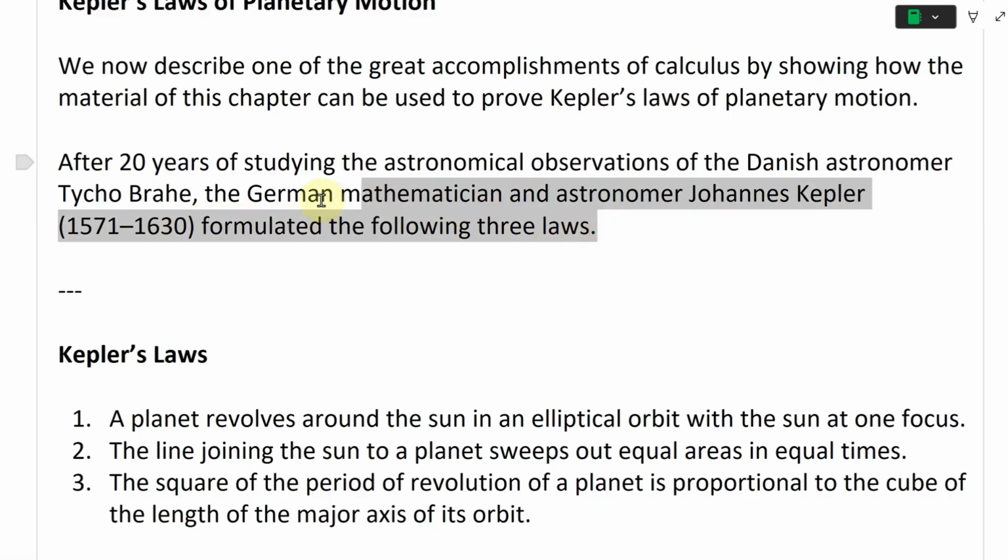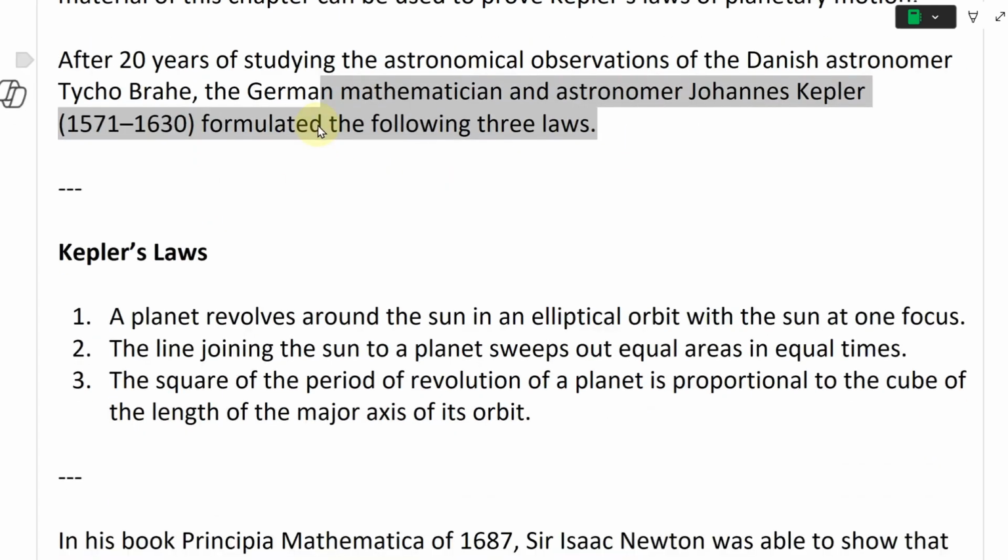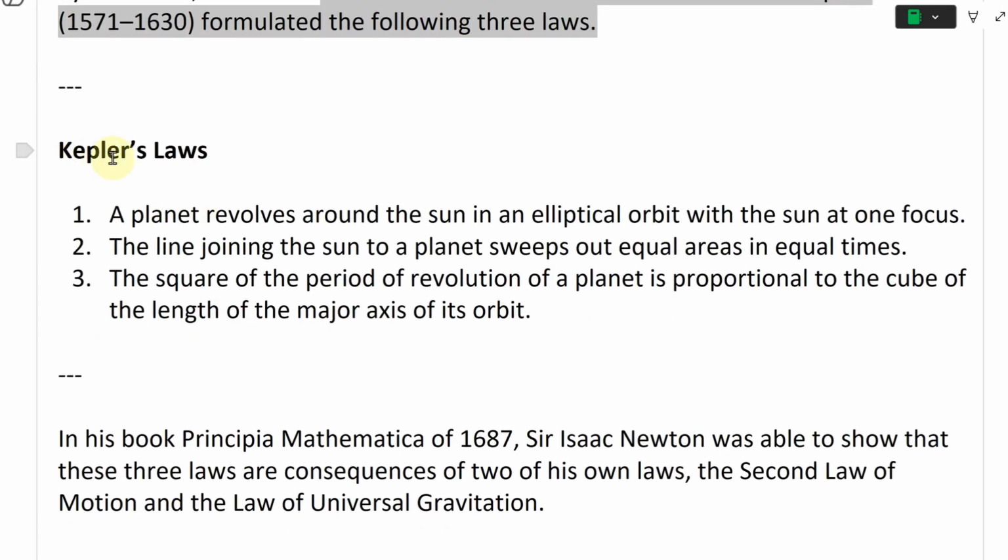So he formulated these just from the data from this astronomer. He basically summed up his findings as these three laws, Kepler's laws. Law 1: a planet revolves around the sun in an elliptical orbit with the sun at one focus.